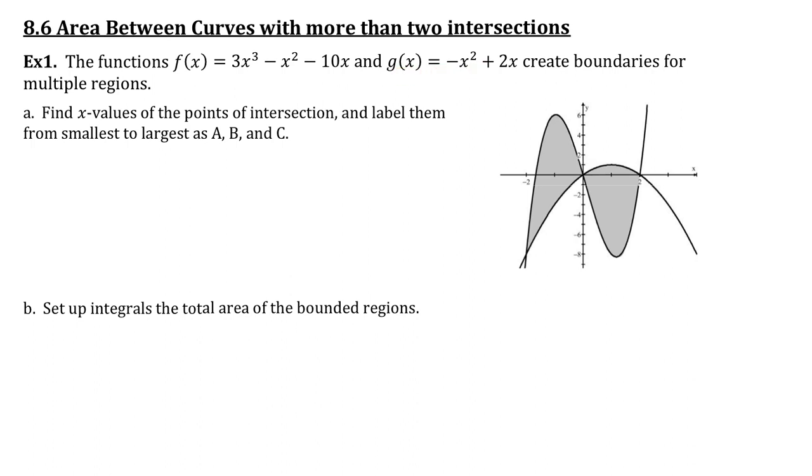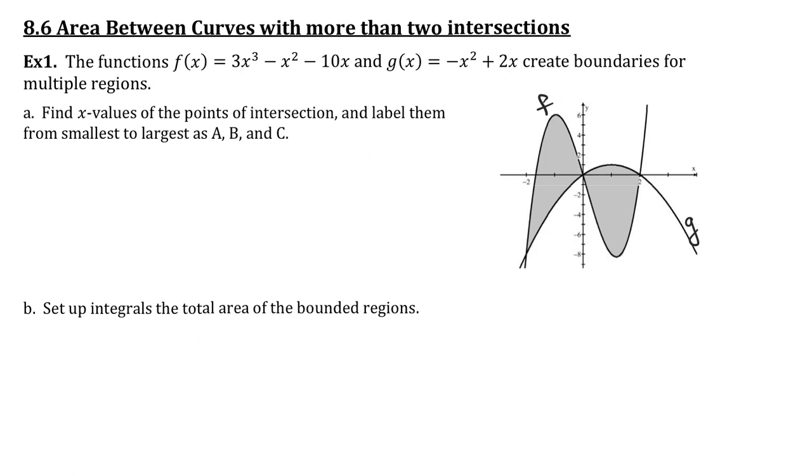Okay, g of x is quadratic, so it's got to be the parabola. I'm just going to label it so I can keep track. This is g. And then f of x is cubic, so this one must be f. Okay, they have more than two intersections. They meet here, here, and here. So I'm going to find the area between the curves, which is going to be this region plus this region.